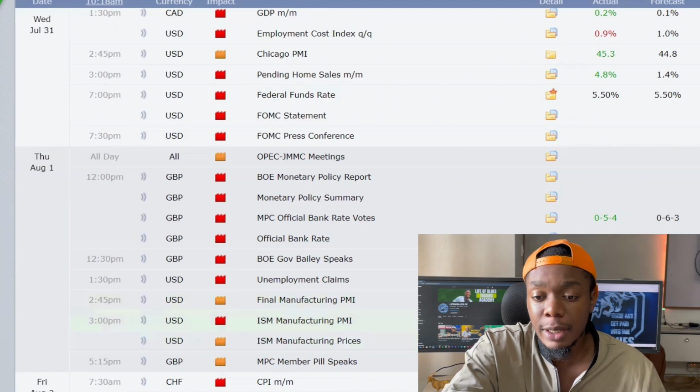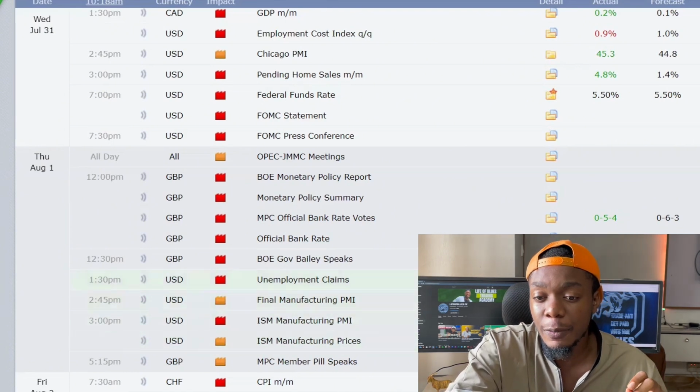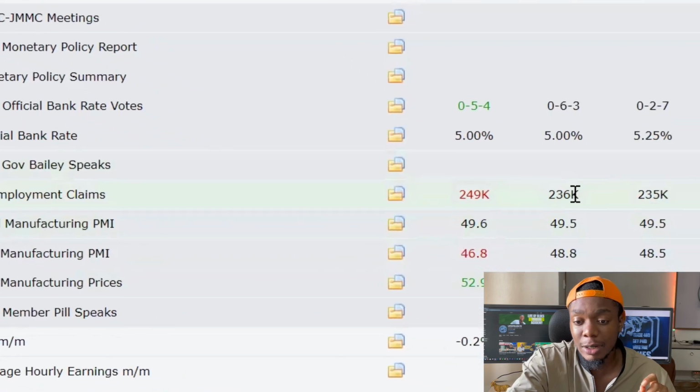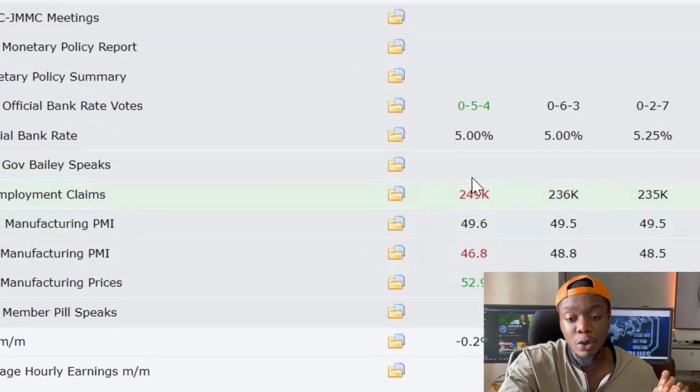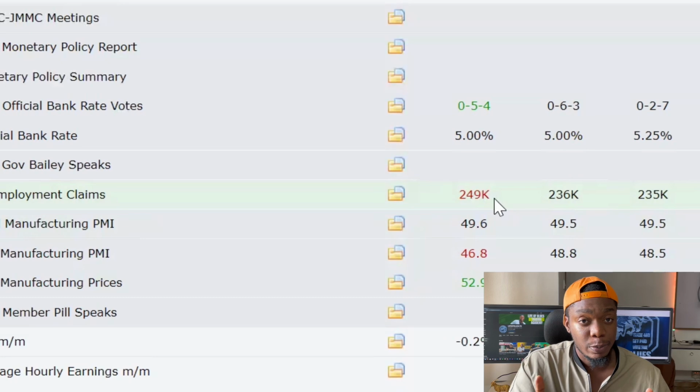Now, when you see the news release, I can see this news release now. The previous was 235k. The forecast was 236k. The actual result was 249k. This means that there was a high increase of jobless people in America, which will affect the movement in the market.